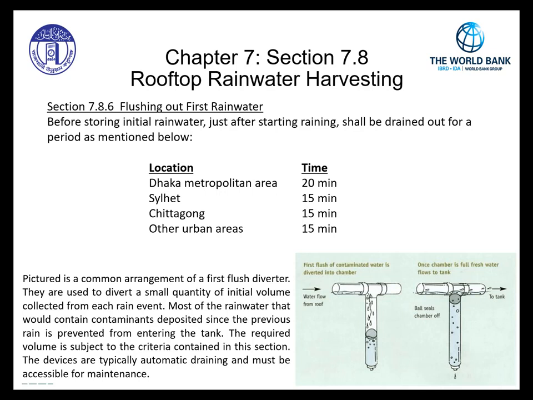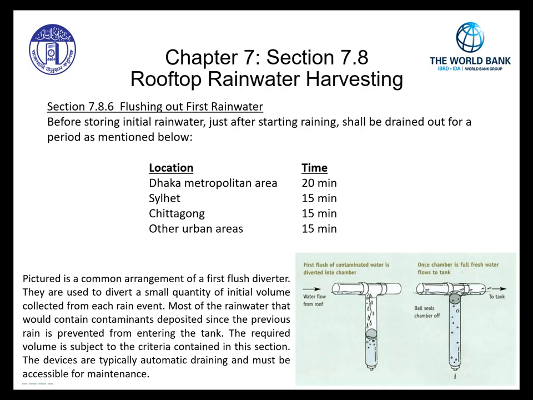Pictured is a common arrangement of a first flush diverter off to the lower right-hand side of the slide. These are used to divert a small quantity of initial volume collected from each rain event. Most of the rainwater that would contain contaminants deposited since the previous rain is prevented from entering the tank. The required volume is subject to the criteria contained in this section. The devices are typically automatic draining and must be accessible for maintenance.